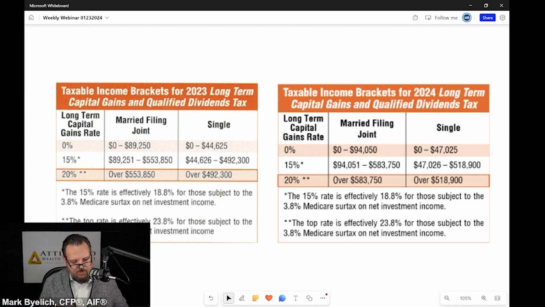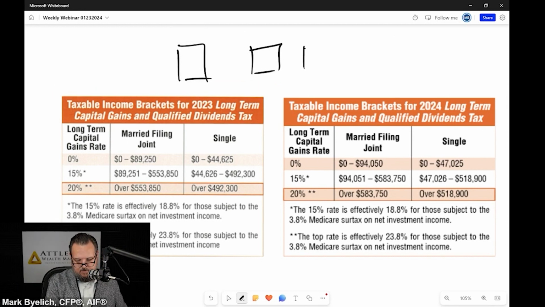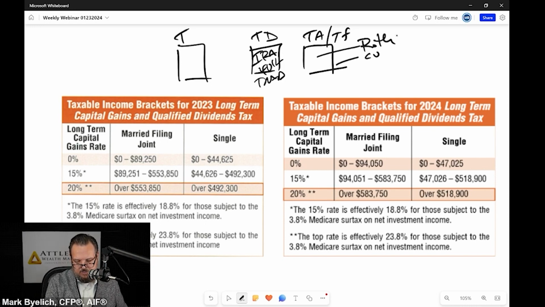Outside of traditional IRAs or Roth IRAs, in your taxable account, remember your buckets here: we've got taxable, tax deferred, and tax advantaged or tax free. Tax deferred are your IRAs, 401ks, etc. Traditional. Anything tax advantaged or tax free is anything Roth, and some properly structured cash value life insurance. Your taxable bucket is everything else: your CDs, mutual funds, stocks, bonds.